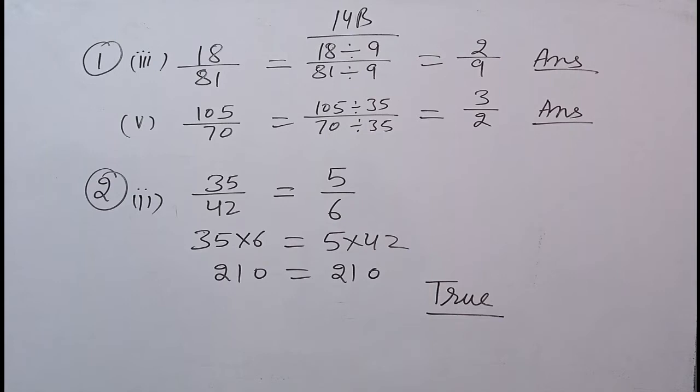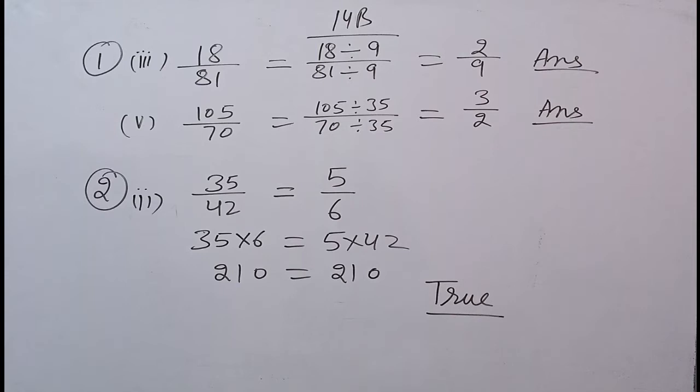I am taking one more part, that is 105 upon 70. So same thing we have to do. So 105 and 70, we have to find the HCF, that is 35. Divide both the numerator and denominator part by 35, we get 3 upon 2. So 3 upon 2 is the lowest term of the fraction 105 upon 70.